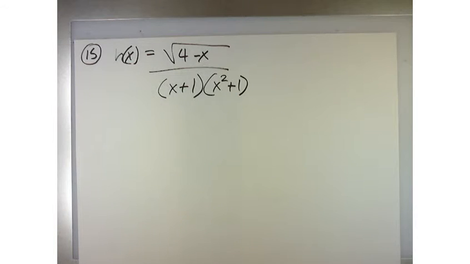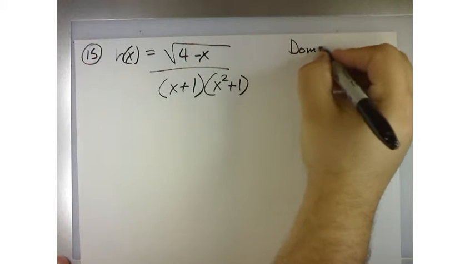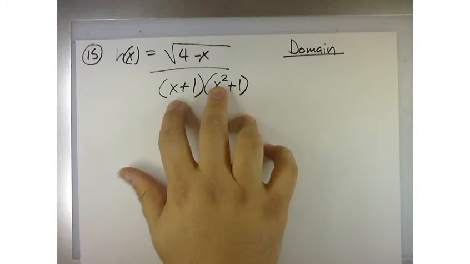Alright, so for domain, what are the restrictions? What are the two things that should pop in our head automatically? What causes a restriction in the domain? We said it earlier, I want to say it again and again. Zero in the denominator and what? And square roots. And here we have a denominator and a square root.